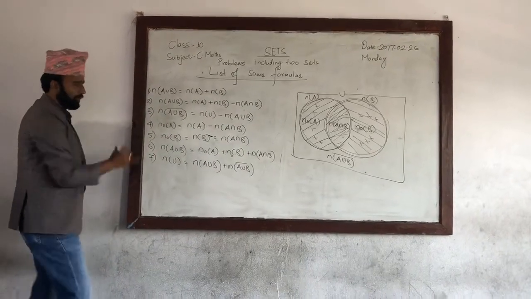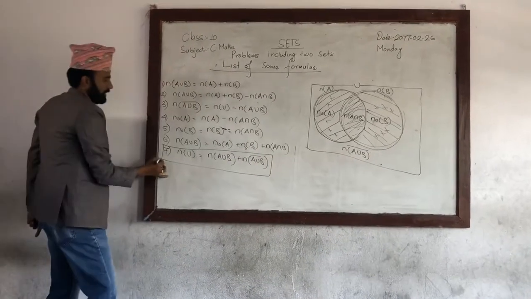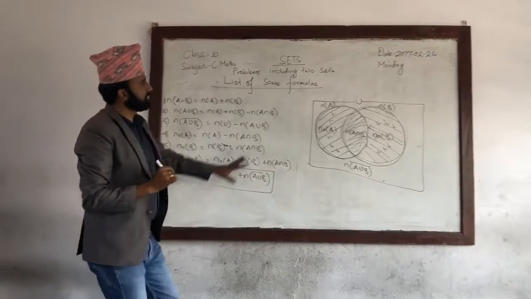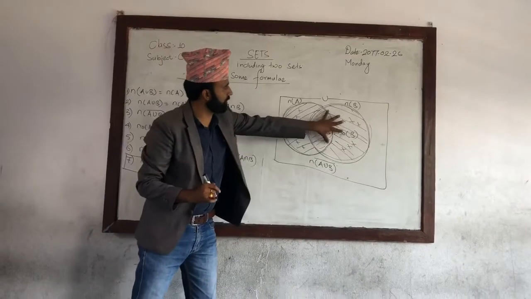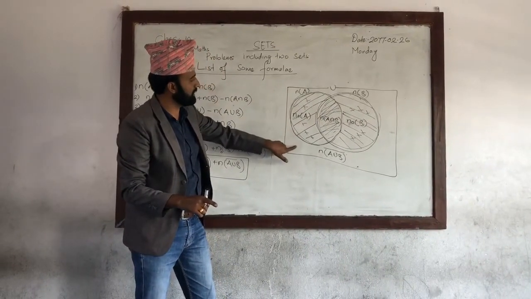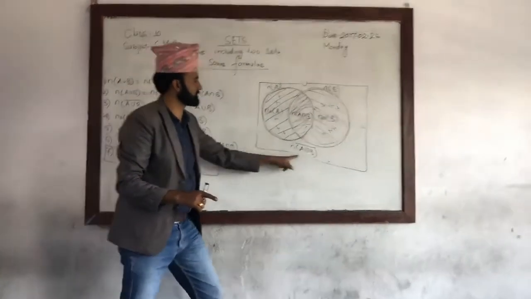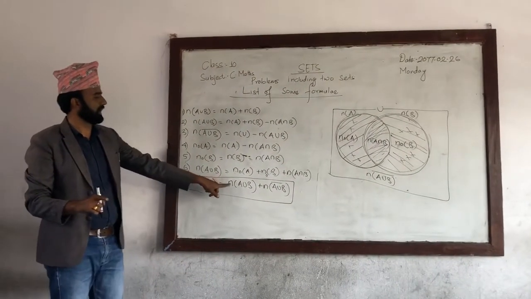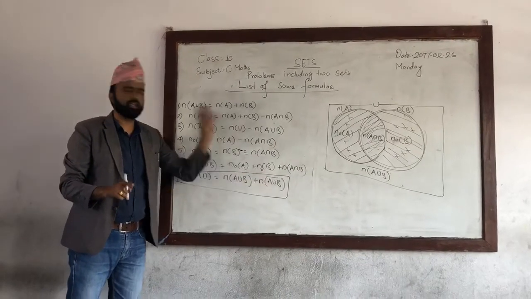Also, what does the universal set mean here? A union B plus (A union B) complement means this whole universal set. That is why n of U is equal to n of A union B plus n of (A union B) complement.